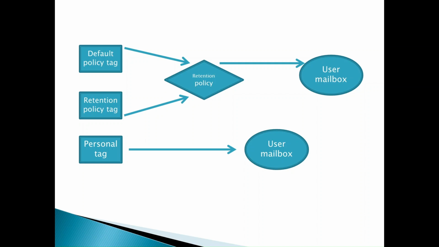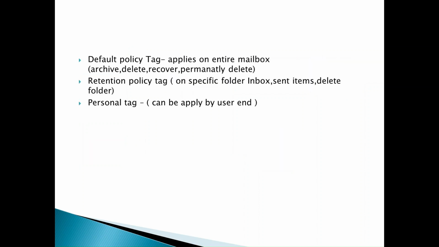If I talk about the personal tag, it can be assigned by the user from Outlook to the user mailbox, and it can be defined by the admin also from the admin center or from PowerShell. The retention policy tag can be applied on a specific folder, for example inbox, sent items, or deleted folder. In a retention policy tag, you can apply recover or delete mails.